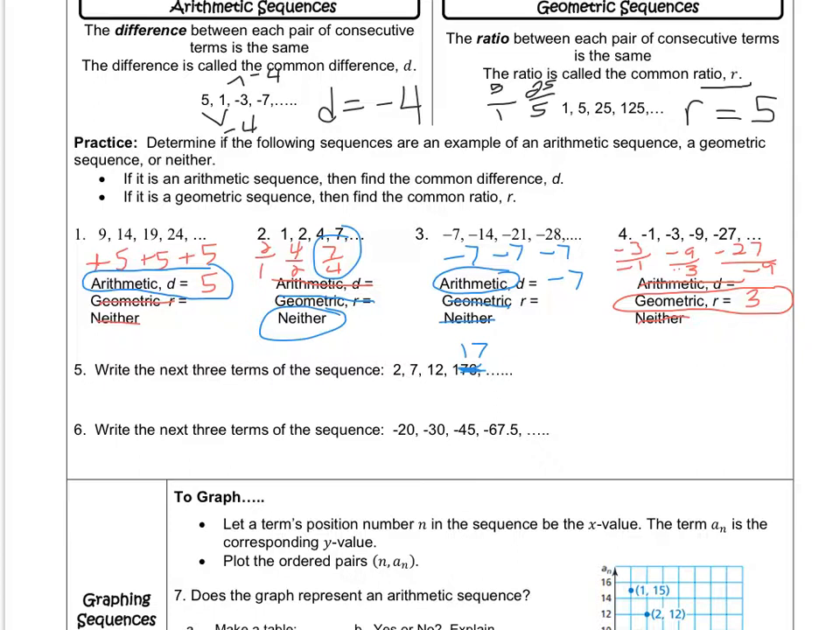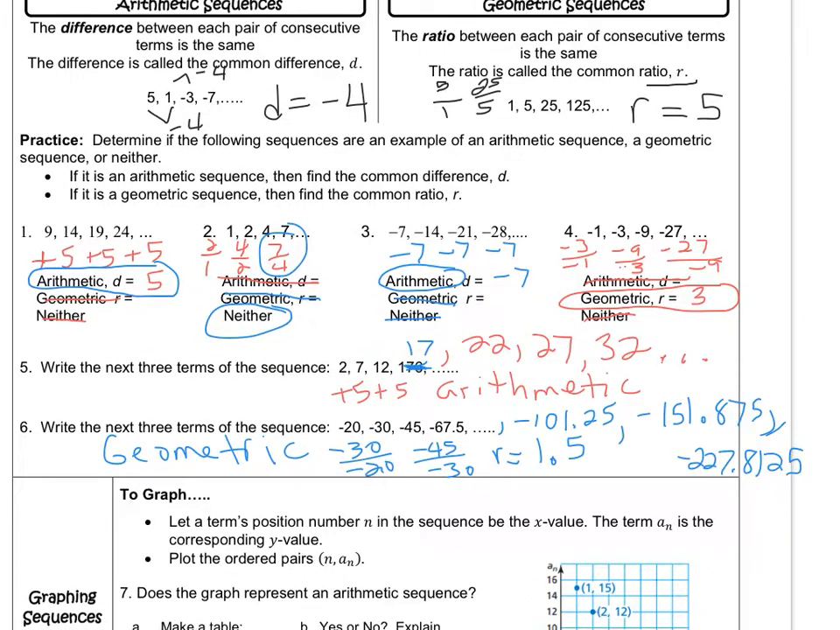So pause your video, write the next 3 terms to number 5 and number 6, and then check back for the answer. Okay, so hopefully you figured out that number 5 was arithmetic and number 6 was geometric and wrote the next 3 terms correctly.